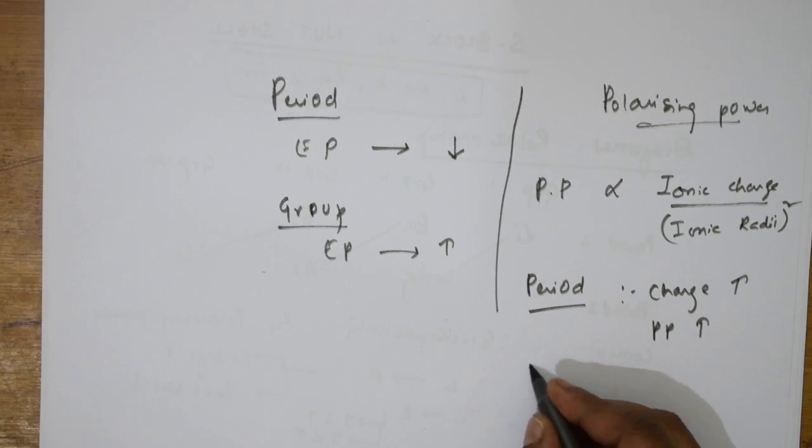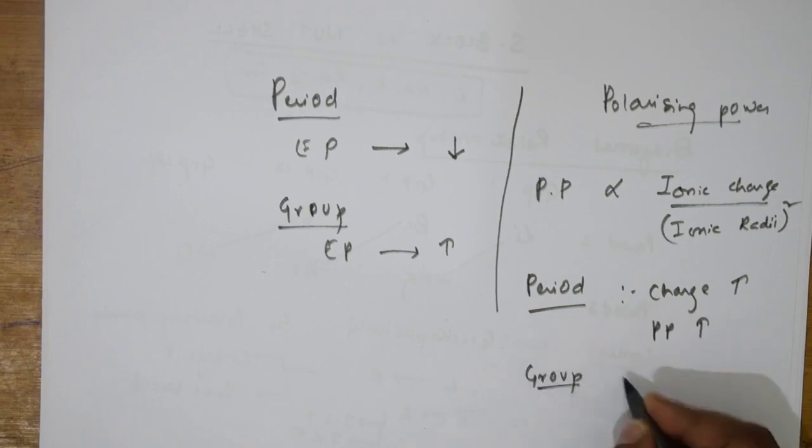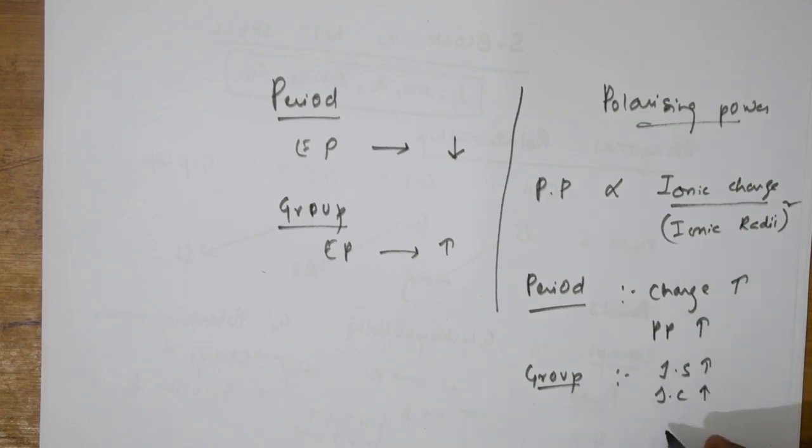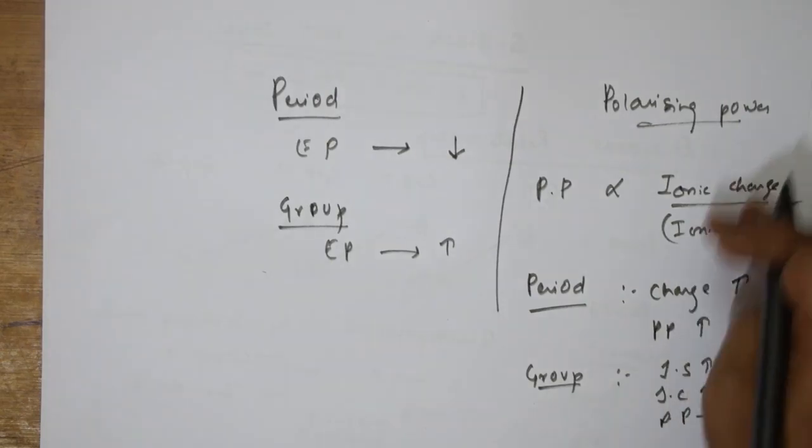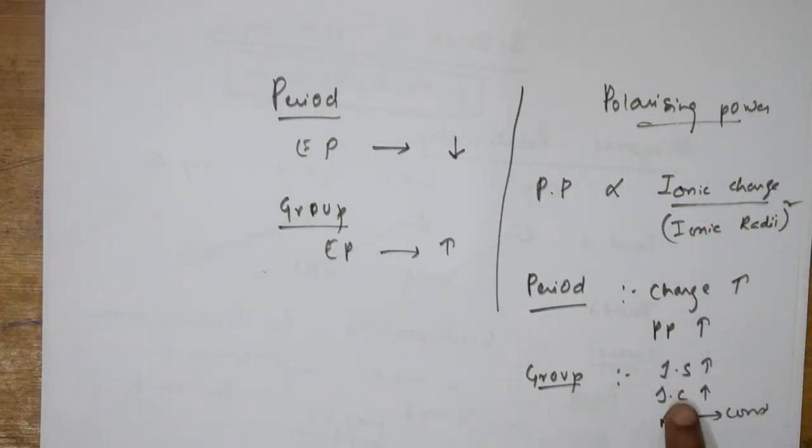Done. So in a group, what did I say? I said ionic size increases and ionic charge increases. So what will happen to the polarizing power? It always remains constant, because both are increasing at the same rate. So this was the first concept which you should remember when you're learning S block elements.